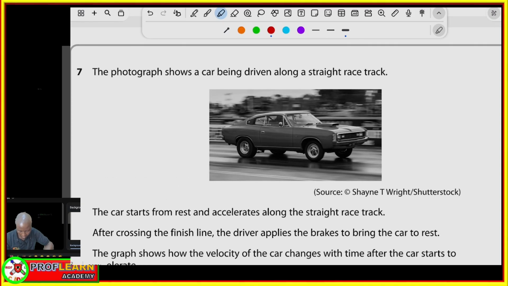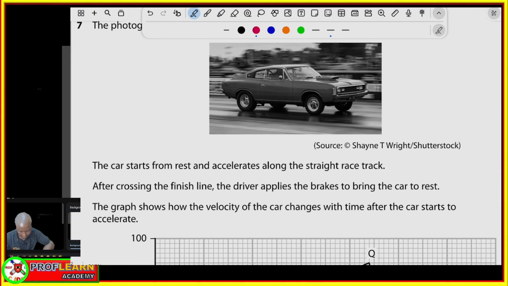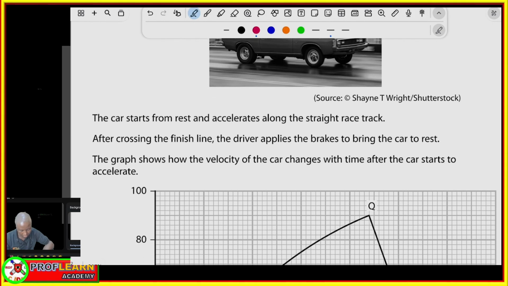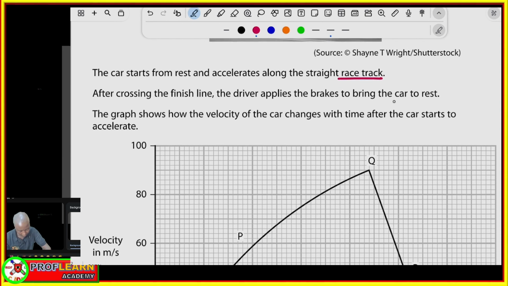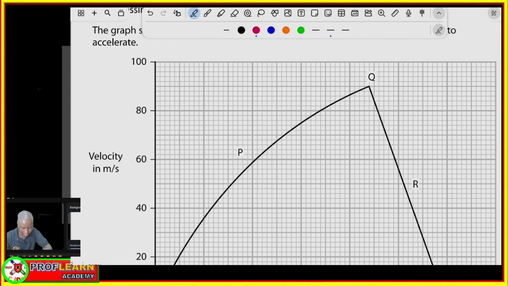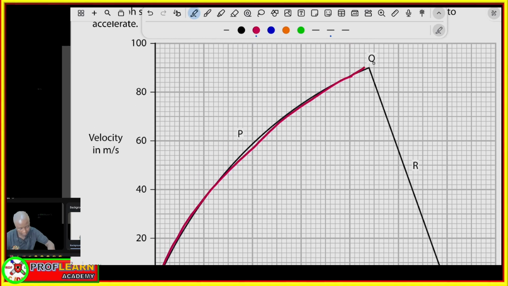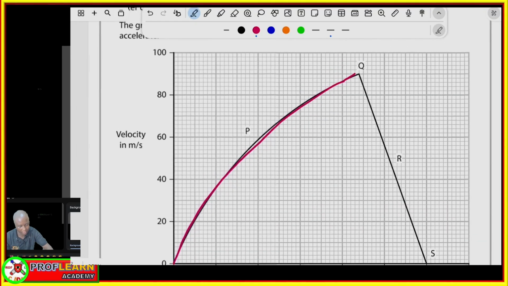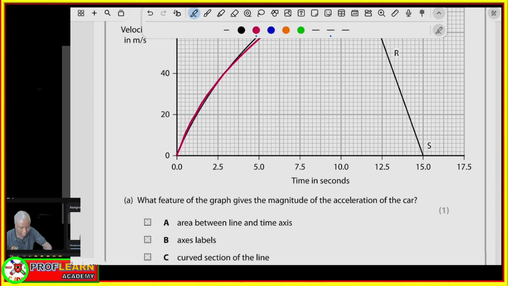We're told that this is a car moving along a straight track, and the car starts from rest and accelerates along a straight race track like that. After crossing the finishing line, the driver applies brakes to bring the car to rest. Right, then you can see now here from this point to this region here, the car was accelerating, and then on the other section the car is decelerating. What feature of the graph gives the magnitude of acceleration?